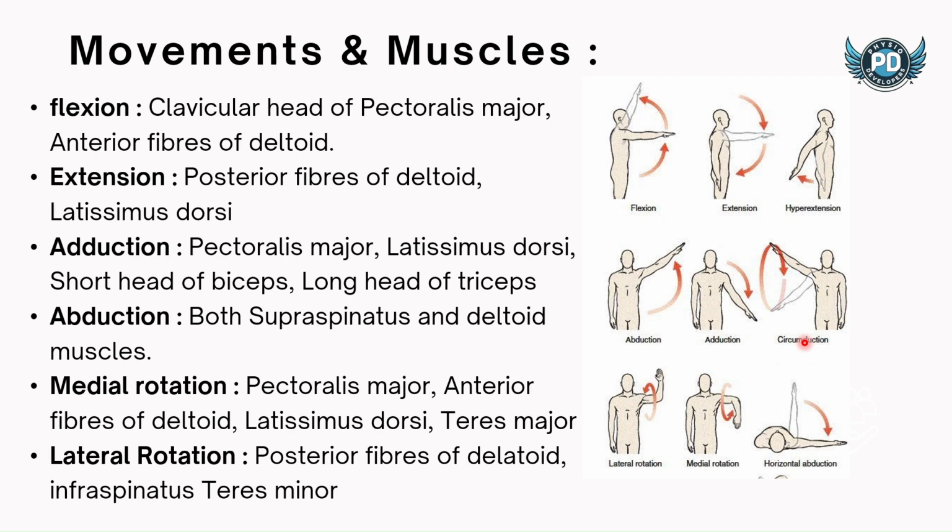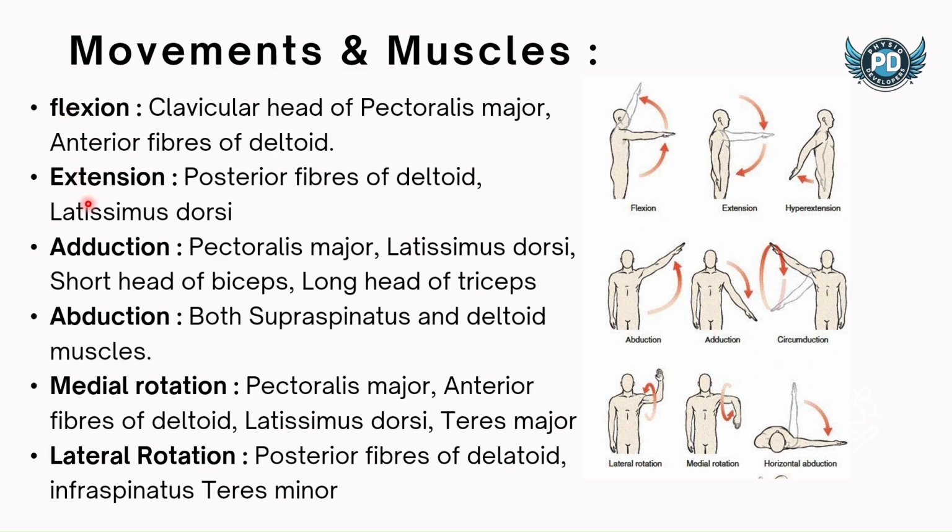But to initiate that movement, muscular action is very important. For flexion, the anterior part of the shoulder joint will act. What are the muscles present anterior to the shoulder joint? Clavicular head of the pectoralis major, and anterior fibers of deltoid. These two muscles produce flexion movement.